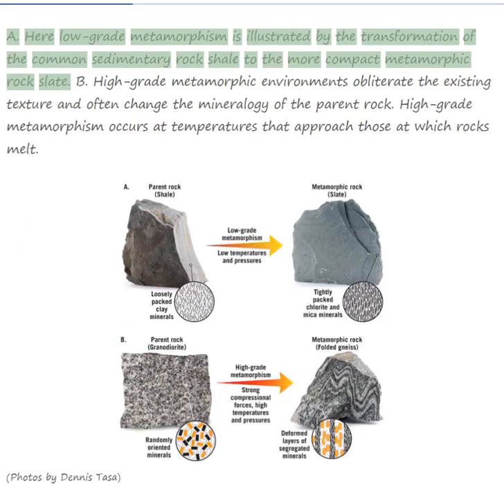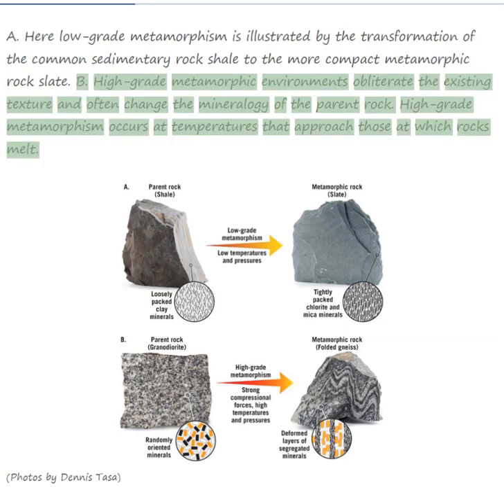Here low-grade metamorphism is illustrated by the transformation of the common sedimentary rock shale to the more compact metamorphic rock slate. High-grade metamorphic environments obliterate the existing texture and often change the mineralogy of the parent rock. High-grade metamorphism occurs at temperatures that approach those at which rocks melt.